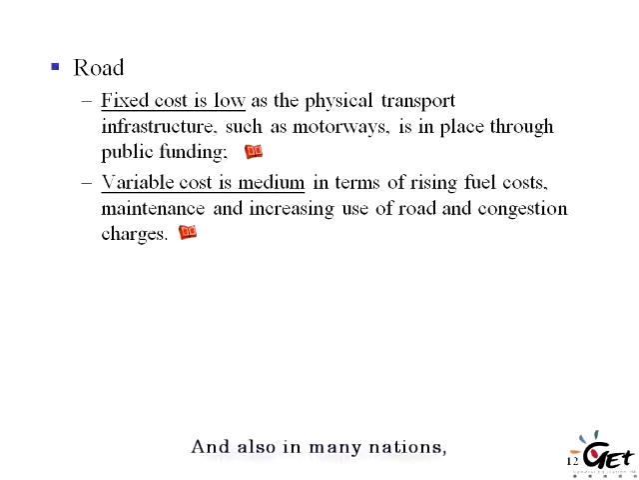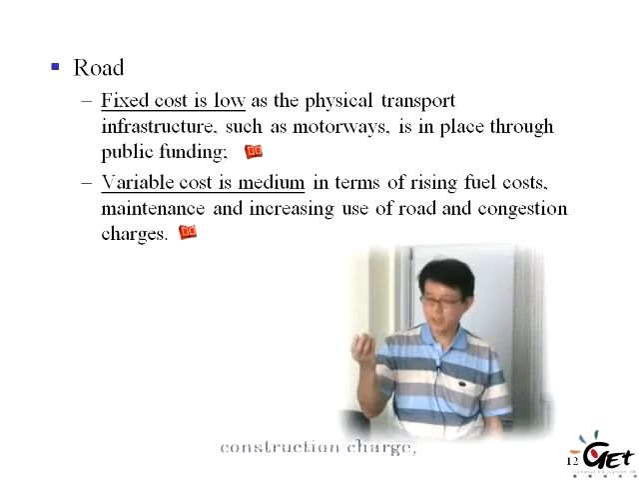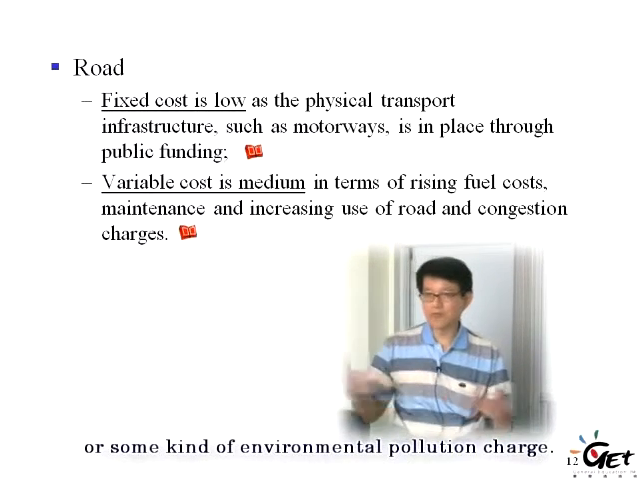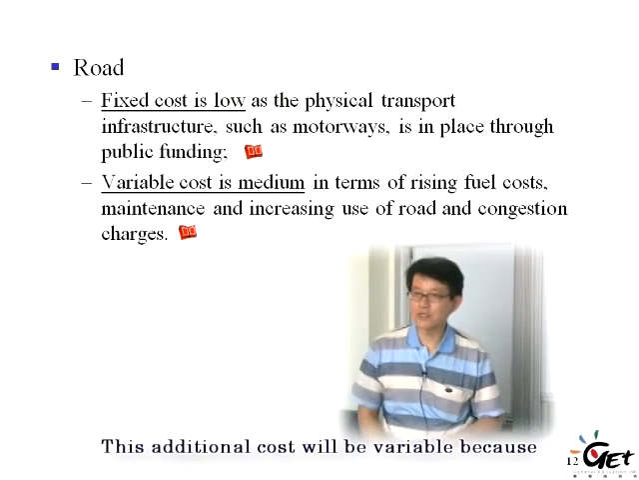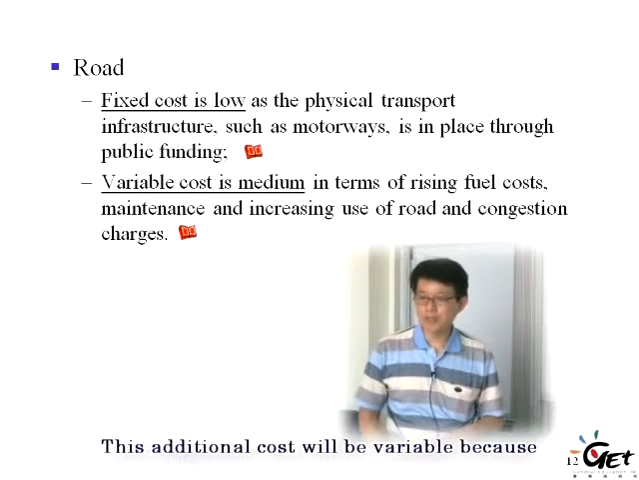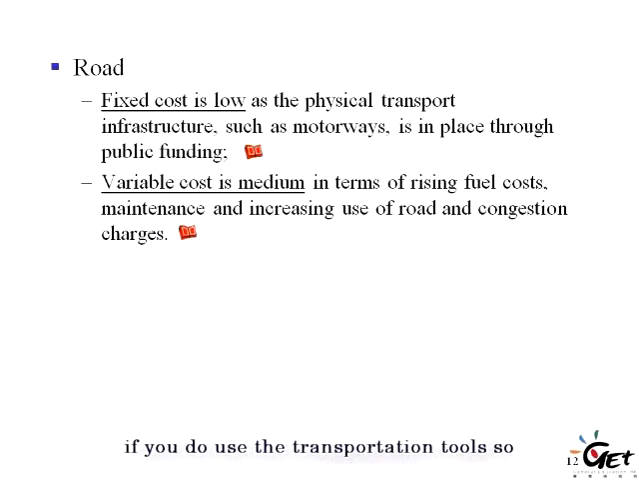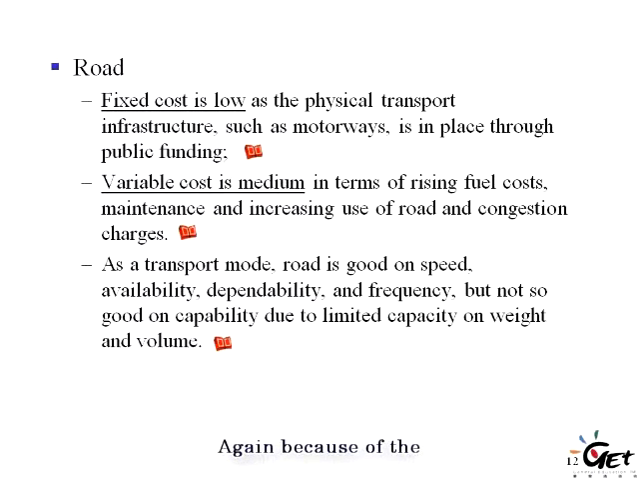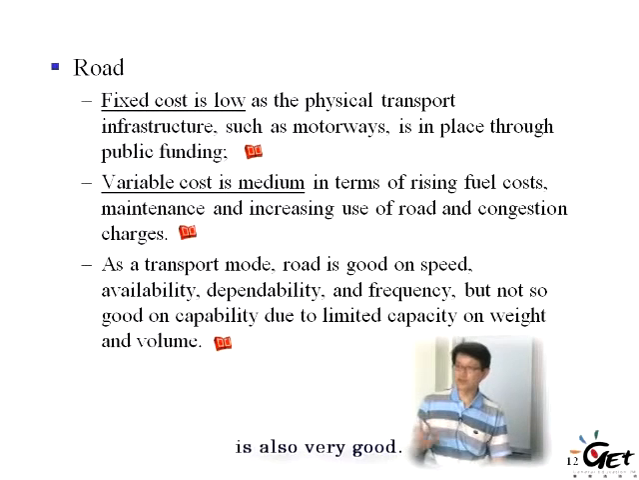And also in many nations they start to charge people using cars and trucks, for example the congestion charge or some kind of environmental pollution charge. All this additional cost will be variable, because if you don't use the transportation tools so often, then you don't need to pay these additional charges. So that's the variable cost. Again, because of the convenient highway system, the transport mode in terms of speed is also very good.